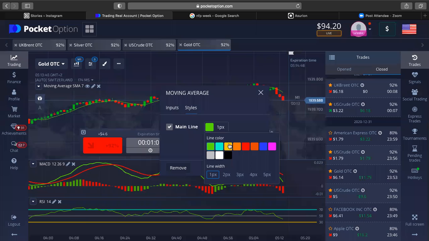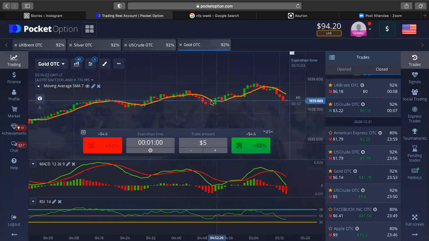Now, me personally, I like to make it a color that I can actually see. Because my candles are green, I don't want it green because I feel like that's going to confuse me. So I'm actually going to make it orange. And I'm actually going to make it about 3px. That's thick enough that I'm actually able to see what's going on in the market and what's the overall direction that the market is moving at that time.